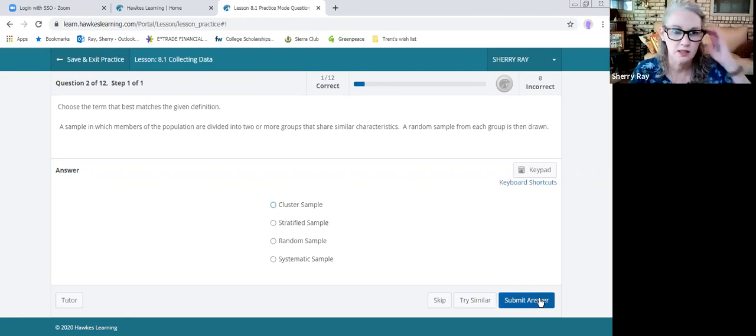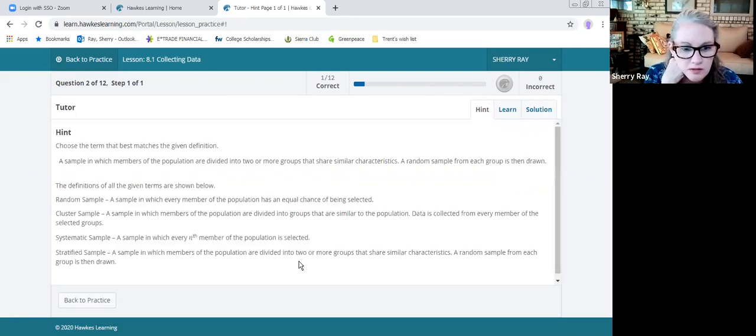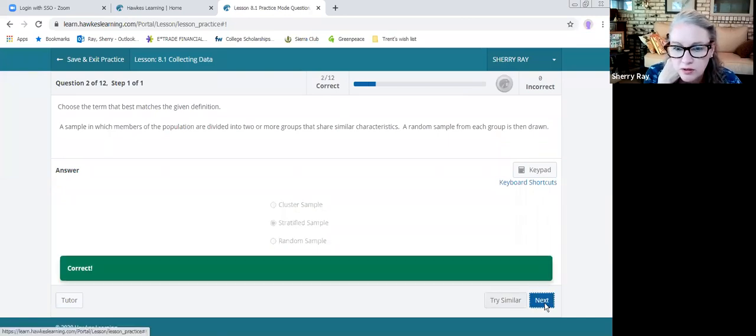Now on the next one, we have a sample in which members of the population are divided into 2 or more groups that share similar characteristics. So the one that has similar characteristics, okay, looks like stratified sample. Let's go back, and stratified sample would be that one. Okay.